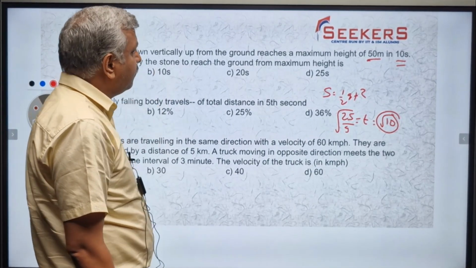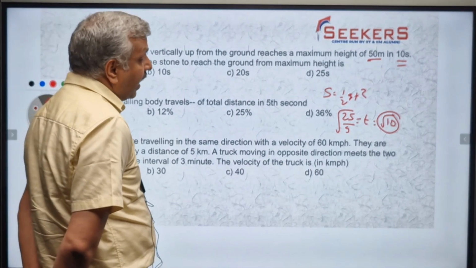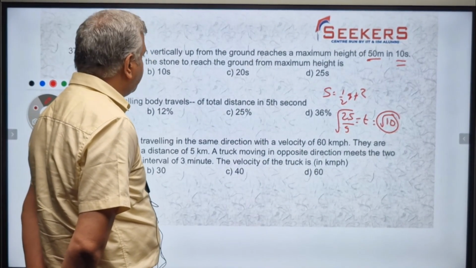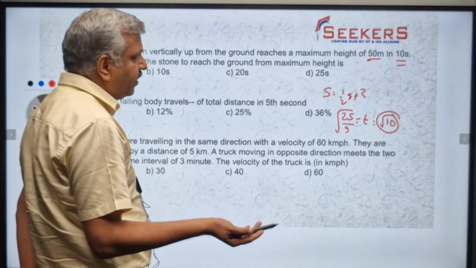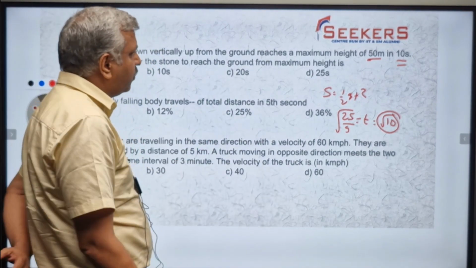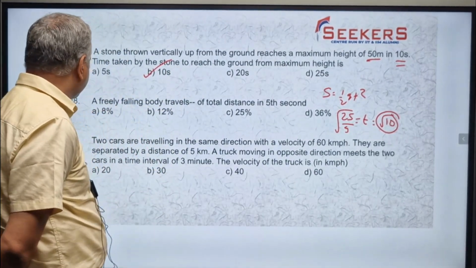Okay, maybe they are talking of a situation where gravity is not G but something else, and it is taking 10 seconds to go up. If it has taken 10 seconds to go up, it will take the same 10 seconds to come down because gravity is going to be the same. So I would say it is 10 seconds.